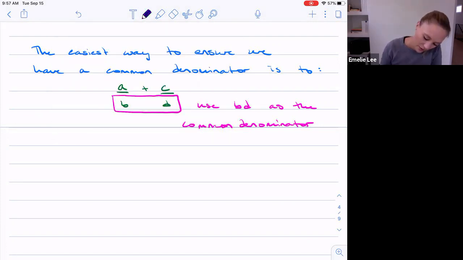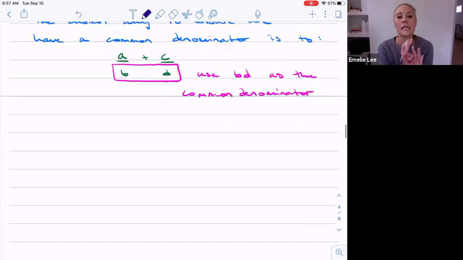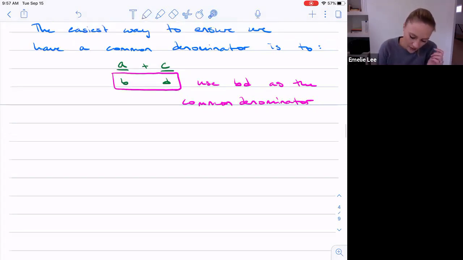Okay. So if we need b times d in both denominators, then as soon as we have a common denominator, we can add these things up and we're off to the races. But in order to get b times d in the denominator, I'm going to have to multiply this b by d and this d by b. Ugh, should have used different letters. No, it's okay.